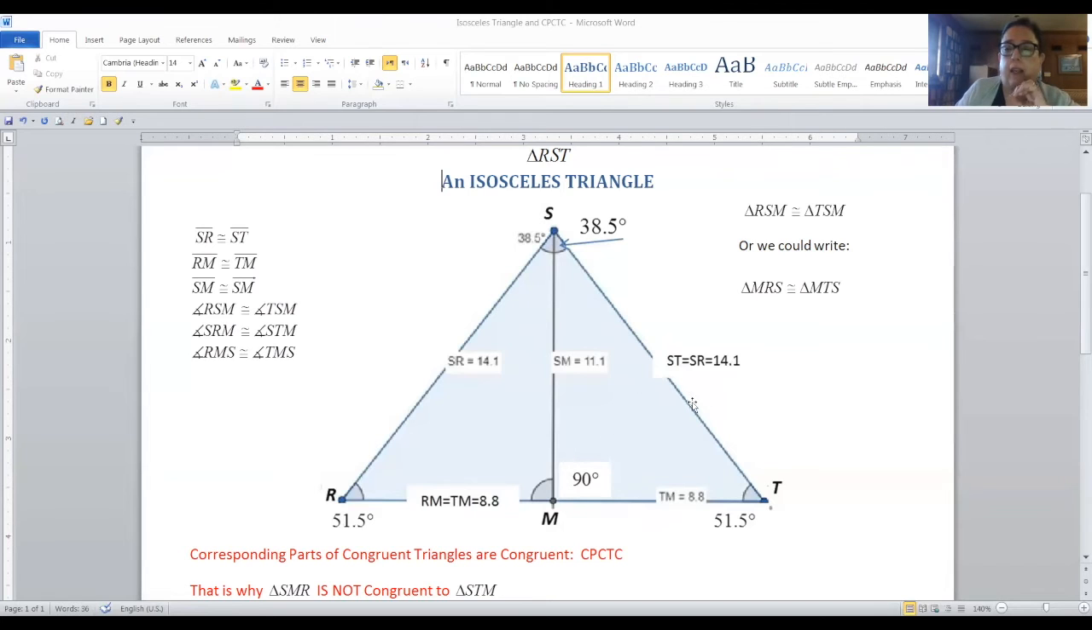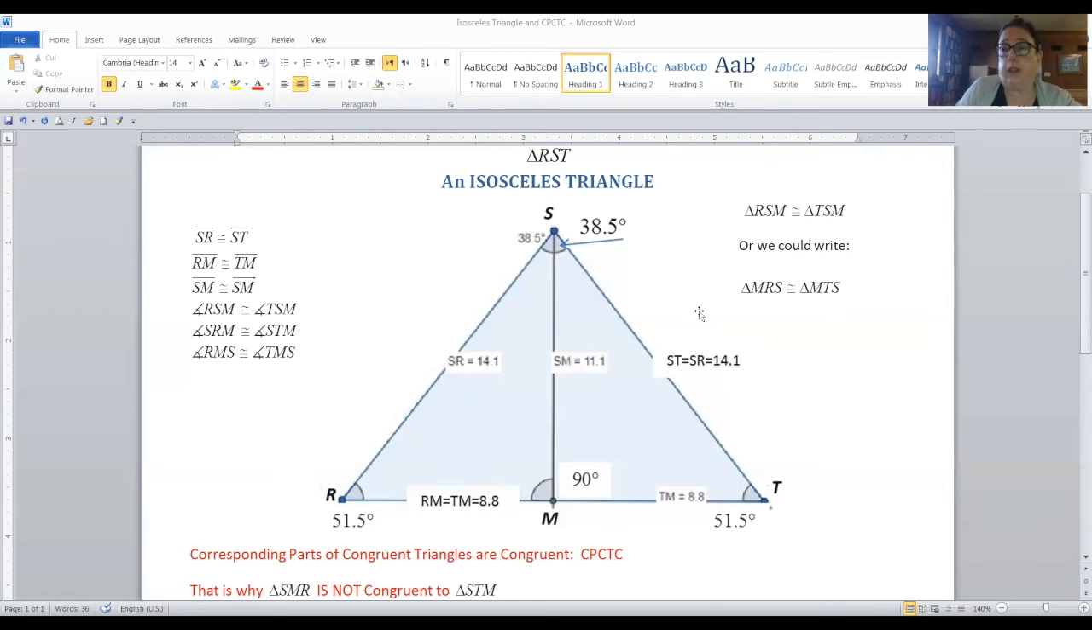What does it mean that corresponding parts are congruent? Well, it means that when we write a congruent statement, like triangle RSM is congruent to triangle TSM, we have to put the congruent angles in corresponding order. Angle R is congruent to angle T, so they're in the same relative position. And that should mean that the corresponding segment names are in corresponding order. So RS is congruent to TS, so they're in the same first two positions.